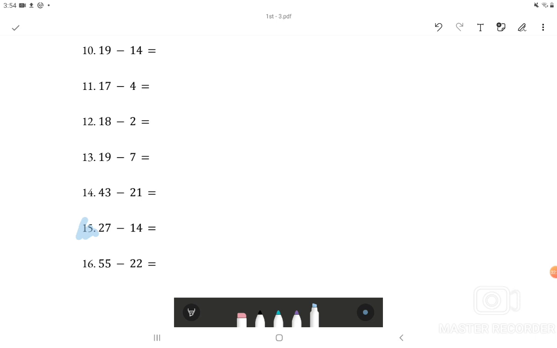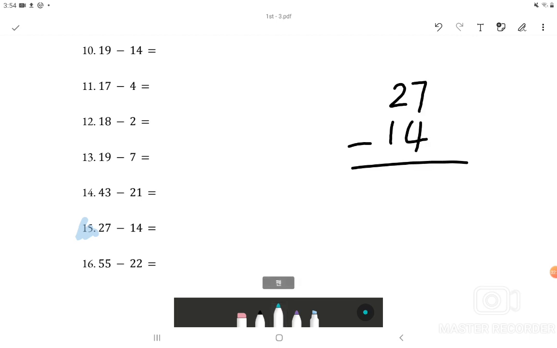Lastly, we can try number 15, which is 27 minus 14. We can use the vertical form again to solve this problem, and we will start by subtracting the ones place. 7 minus 4 is equal to 3, and 2 minus 1 is equal to 1. So we know that the answer for number 15 is 13.